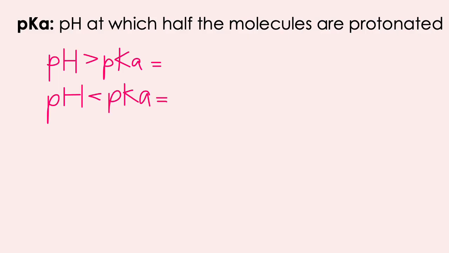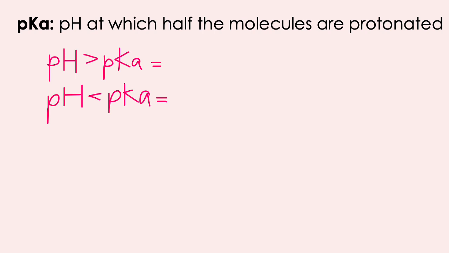So let's talk about pKa. The pKa of a group is the pH at which half of the molecules are deprotonated and half are protonated. So let's kind of think about this logically. If the pH were greater than the pKa, would the majority of molecules be protonated or deprotonated? Well, if the pH was greater than the pKa, that would mean that the environment is more basic than the pH at which half the molecules are protonated.